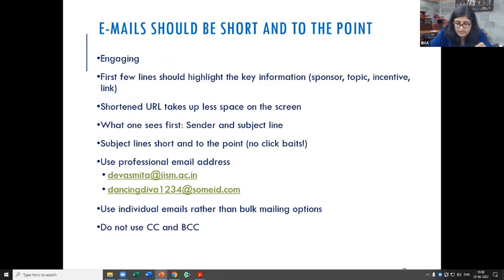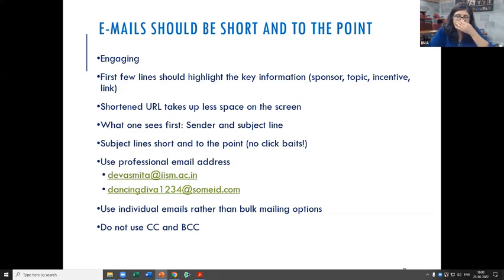Use a shortened URL. Don't give a link that's 3 lines long. The first thing someone sees is the subject line. So write a proper subject line. Don't make clickbait out of that. Use a professional email address. If possible, then use your official email address instead of something like dancing diva 1234. Don't send messages from email IDs like that.